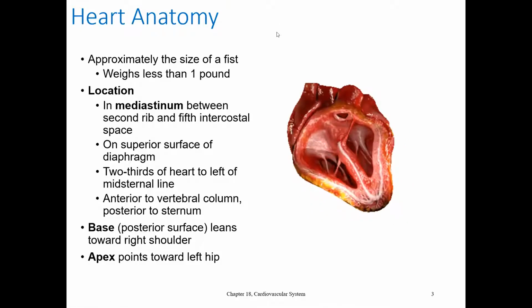It is between the second rib and the 5th intercostal space. So if you come down to the second rib and you have the intercostal space there, the 5th intercostal space is the space between the 5th and 6th rib. So it is slightly to the left of the midline, and it's in front of the vertebral column and more or less directly underneath the sternum.